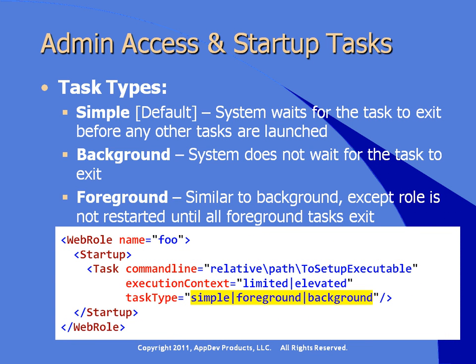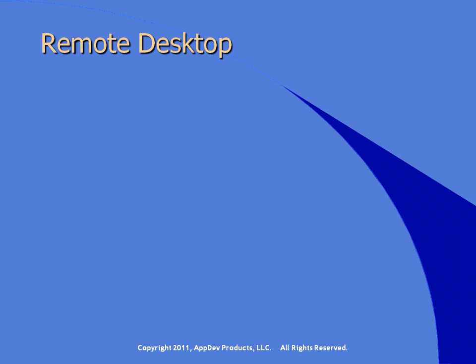Let's take a look at how this is configured in the service configuration file. In the task element, you first specify the command line, which is the path to the executable. You then have the execution context, which specifies whether the task will run with limited or elevated privileges. And then you have the task type, which specifies whether the task will run as a simple, foreground, or background type. Now, obviously, for the execution context and the task type, you have to pick one of the available options. You can't combine them. There have been several versions of the Windows Azure SDK, the latest being version 1.4.